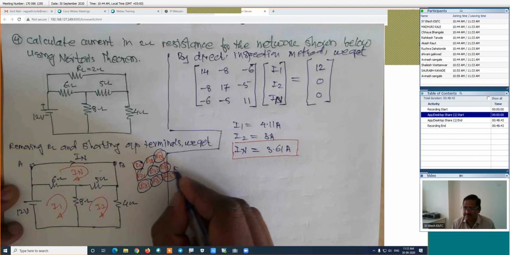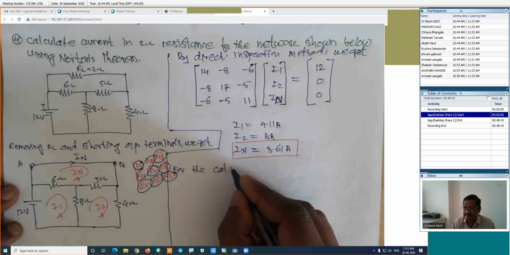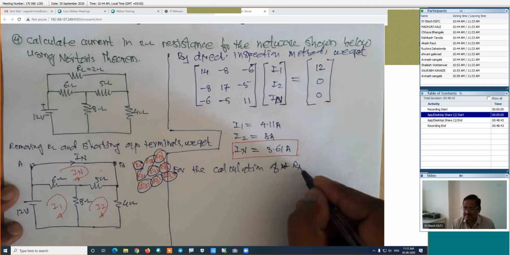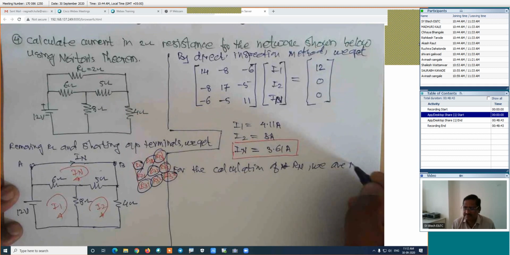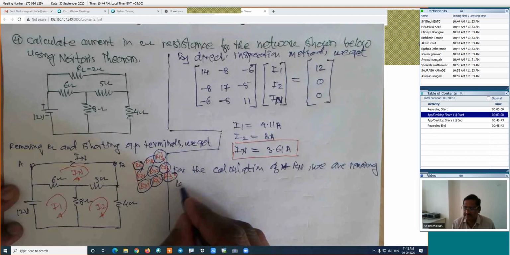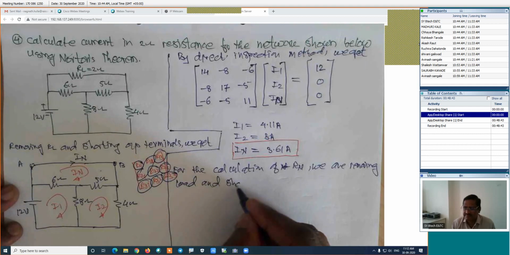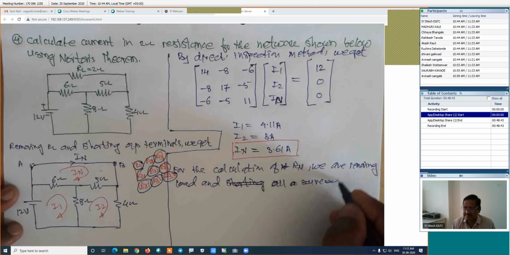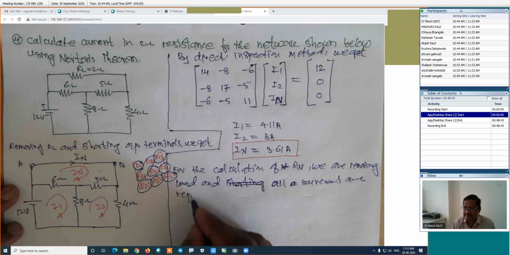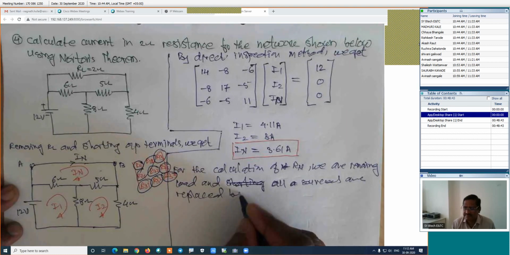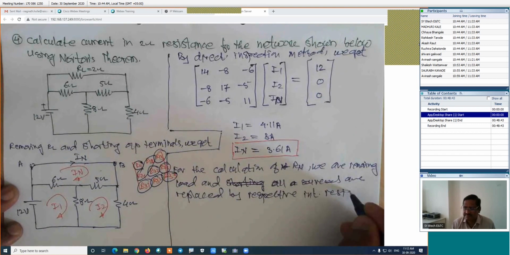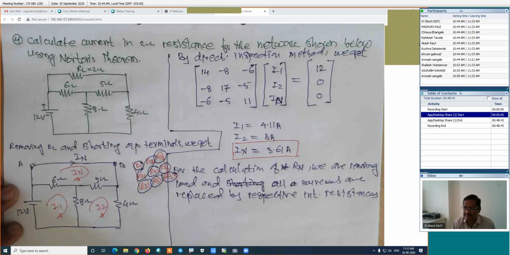Now, for the calculation of Rn, we are removing the load and shorting the output, removing the load resistance, and all sources are replaced by their respective internal resistances. Draw its figure. How is the figure?